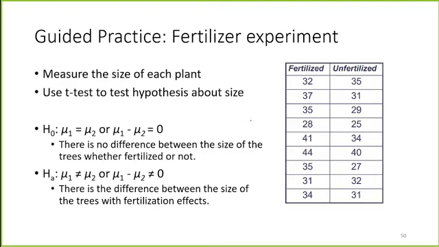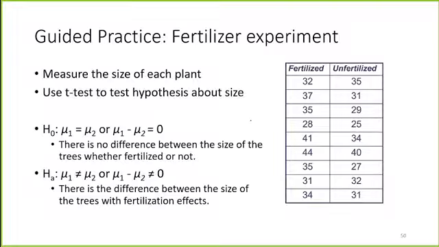So our null hypothesis says mu1 equals mu2, or mu1 minus mu2 equals 0. That means there is no difference between the size of the trees whether fertilized or not. So H0 means that the fertilizer is not effective. The alternative hypothesis is that there is a difference, meaning the fertilizer is effective. There is some difference, but we don't know how much, just a difference between the size of the trees. So which type of t-test is it?